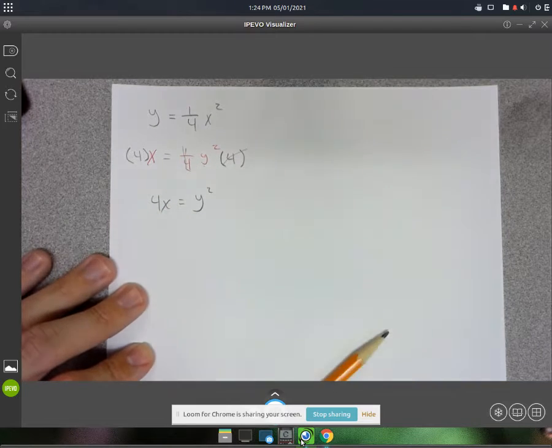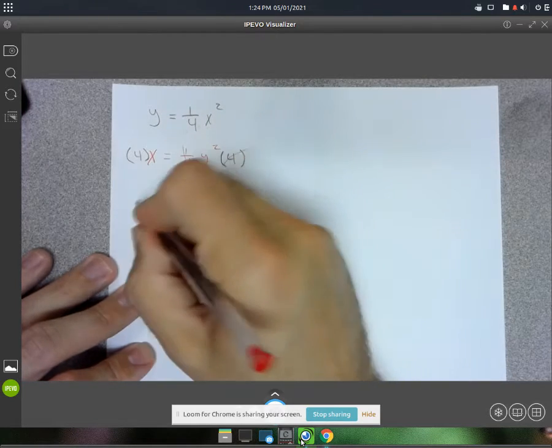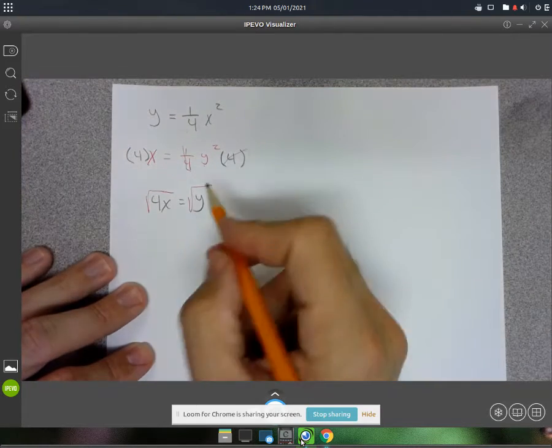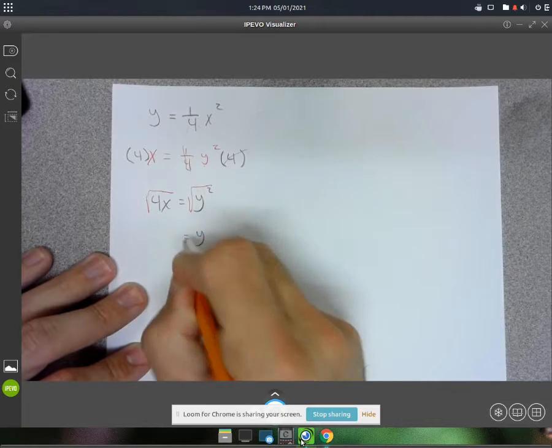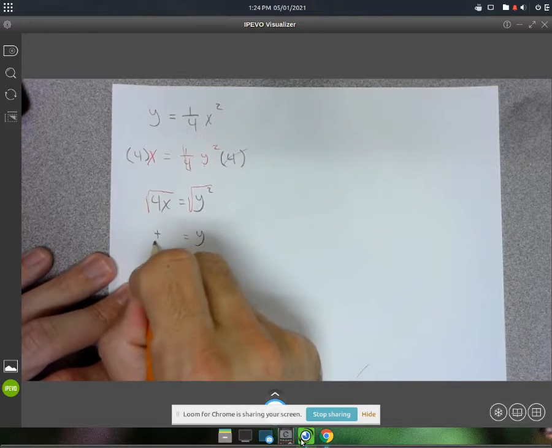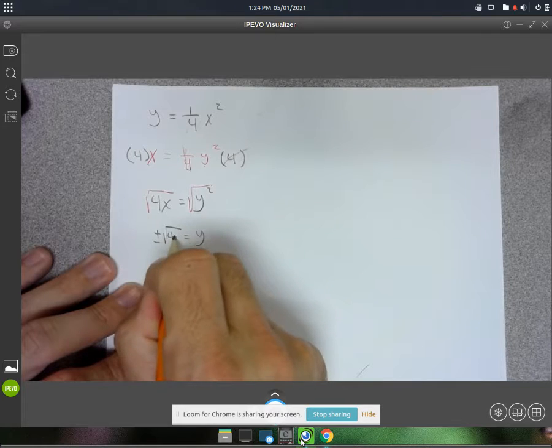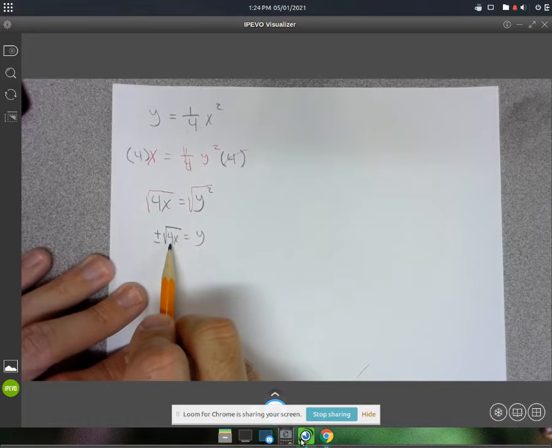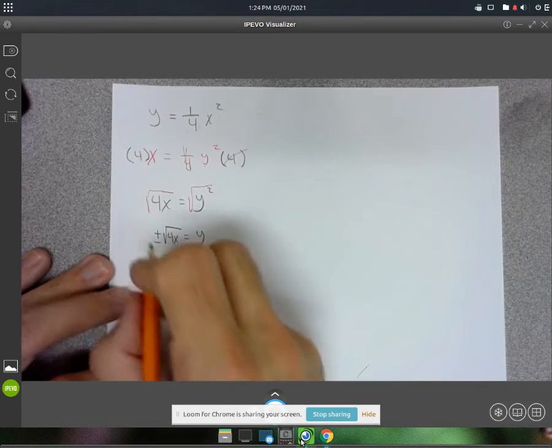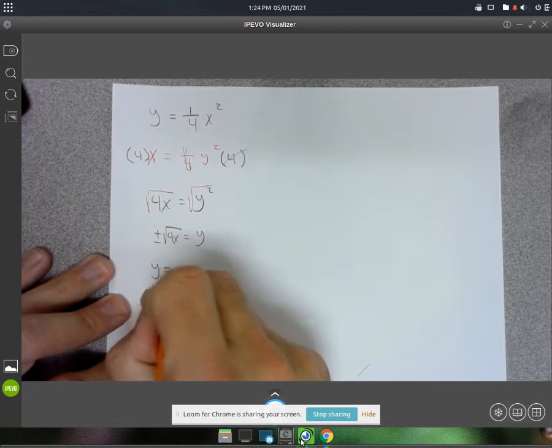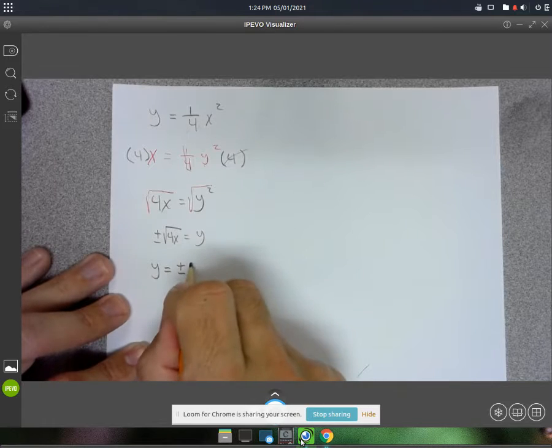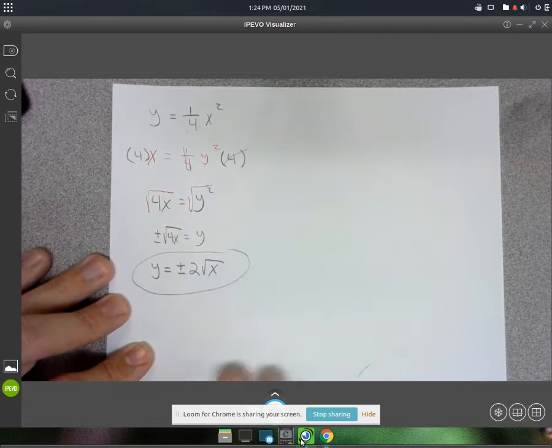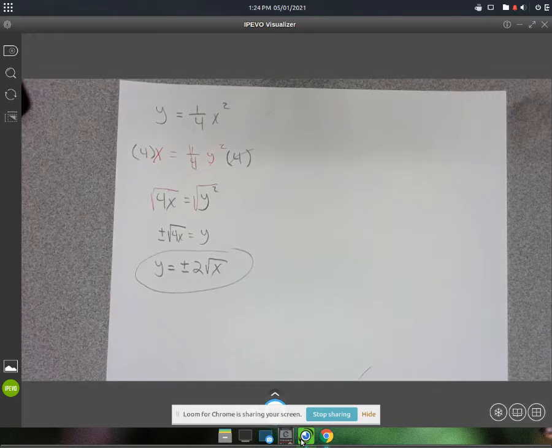And then we'll take the square root of both sides. Got to square root the whole thing. So y is going to equal plus and minus square root of 4x. You could leave it like that. I guess because 4 is a perfect square, I'm going to go ahead and take it outside of the square root. So y is equal to plus or minus 2 root x. That's my inverse. And I'm also going to state the domain.